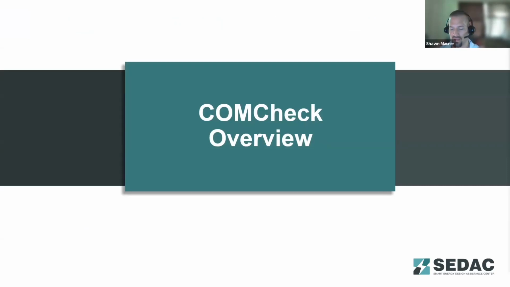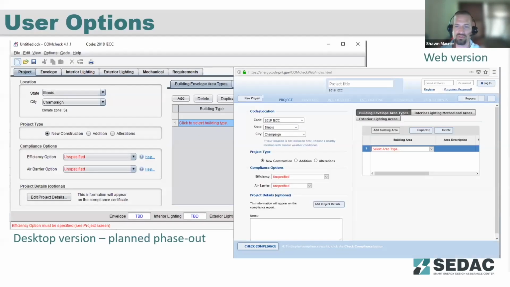So getting into COMcheck itself, looking at the overview of that particular software program. Things that we look at here are going to be very similar in the REScheck software that we'll cover later in this presentation. But there are two different versions of the COMcheck software. There is a desktop version, although they are planning on phasing this out. They will not update it with new energy codes. I'm not sure when that phase out is slated to begin for COMcheck, but it has already begun for REScheck. You will not be able to do compliance for REScheck with the 2018 IECC unless you're using the web version.